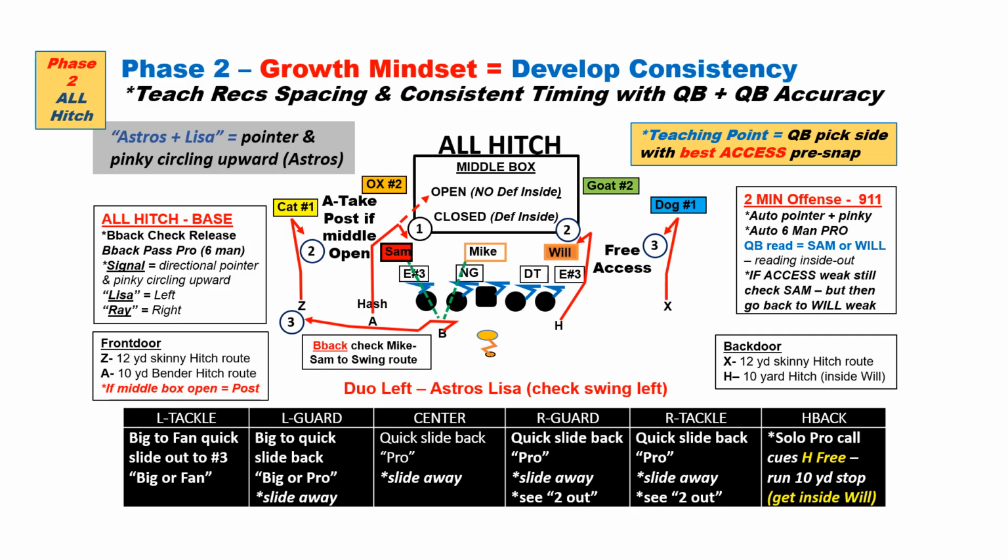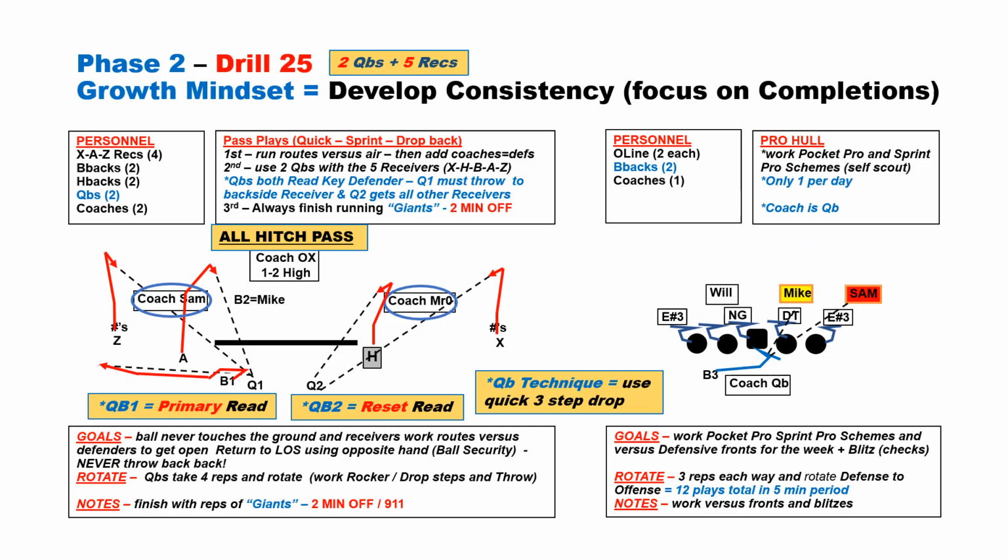Key teaching point, that quarterback will pick the best side pre-snap. He's always going to go inside out, reading that strong or weak backer. So phase 2, drill 25 again. You can see now we've got the primary read on the left. The key here is we want that quarterback to take that 3-step drop, really focus with his eyes on the defender versus locking into a receiver, but be decisive and throw on rhythm.